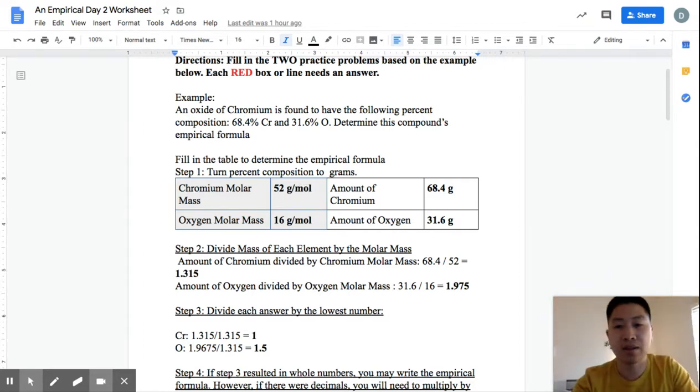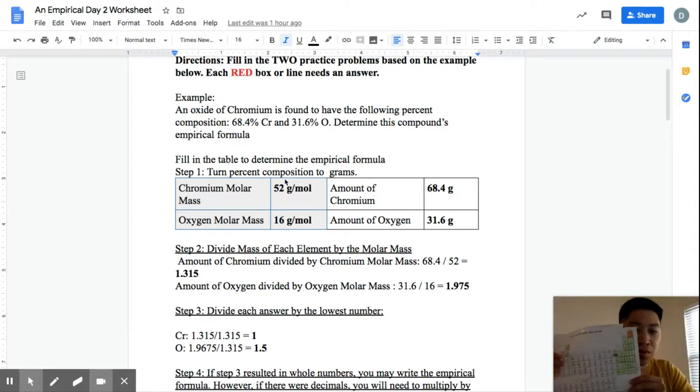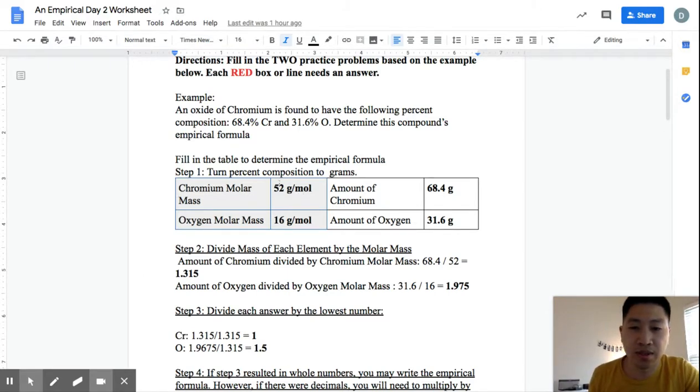And so step 1. All right, example says an oxide of chromium is found to have the following percentage composition: 68.4% chromium and 31.6% oxygen. They want us to determine the compound's empirical formula. So in here, you can tell that the chromium molar mass is 52 grams. And the way they know, you look at your periodic table, it'll say 51.99 on here. Oh yeah, 51.99. So they round it up, so it's 52.